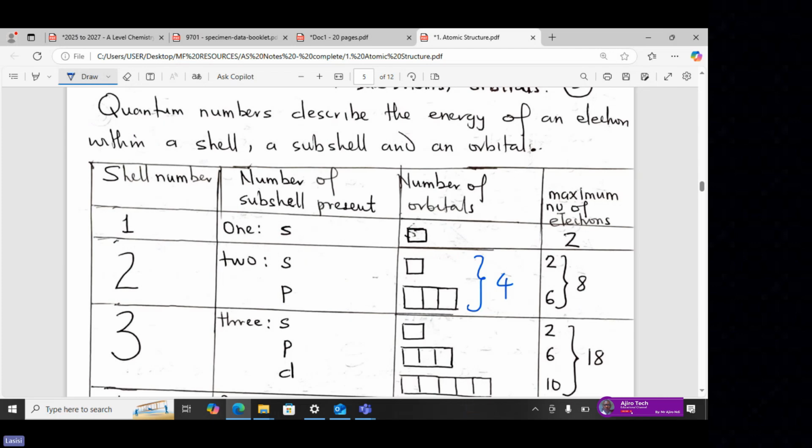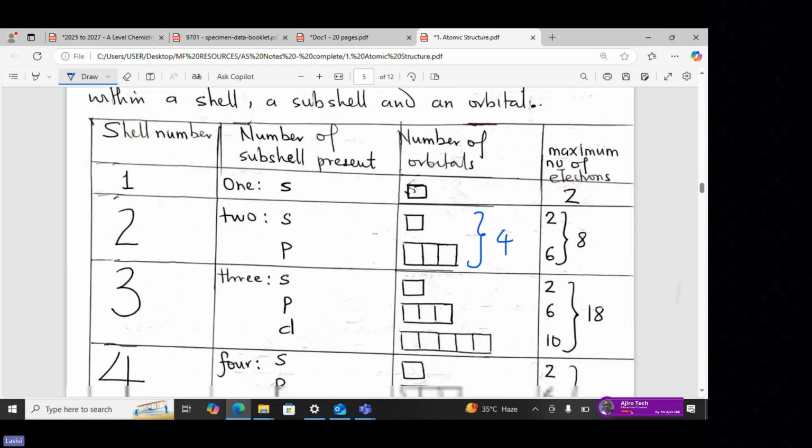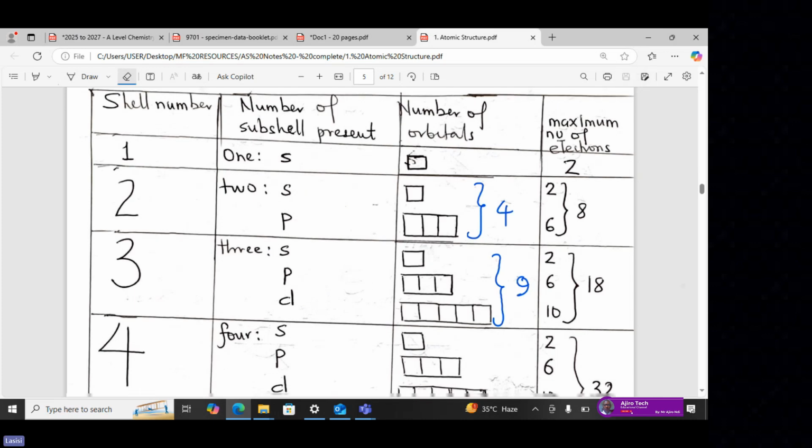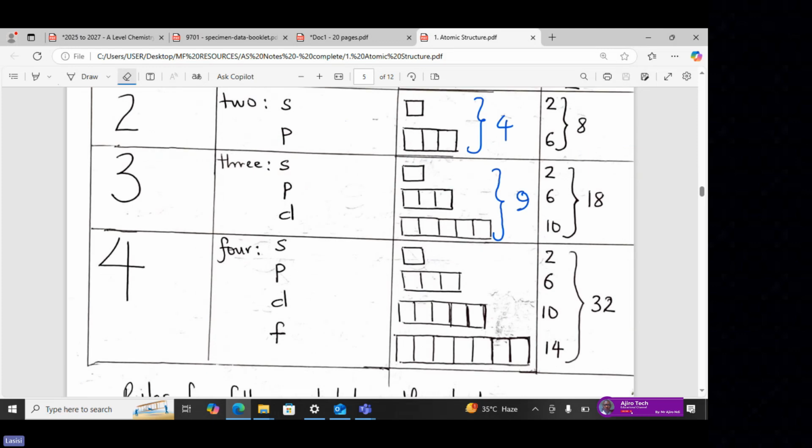Shell number 3, how many subshells are there? There are 3 subshells. What are their names? S, P, and D. S is always 1 orbital. P is always 3 orbitals. D is always 5, making how many orbitals altogether? 9 orbitals. And each orbital can contain 2 electrons. So how many electrons altogether? 18 electrons.